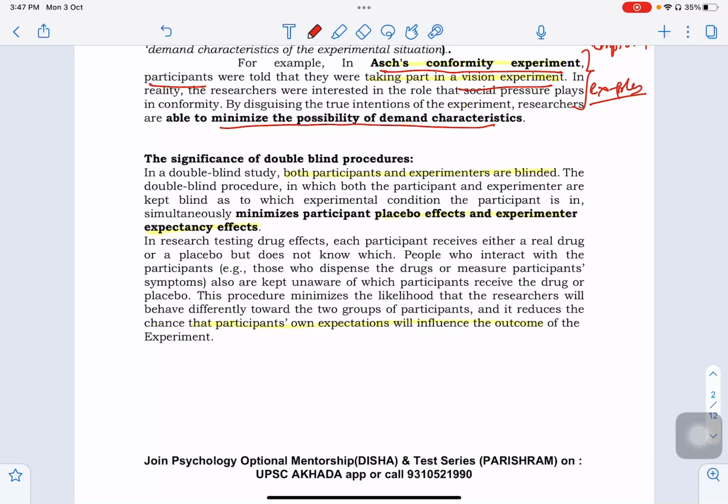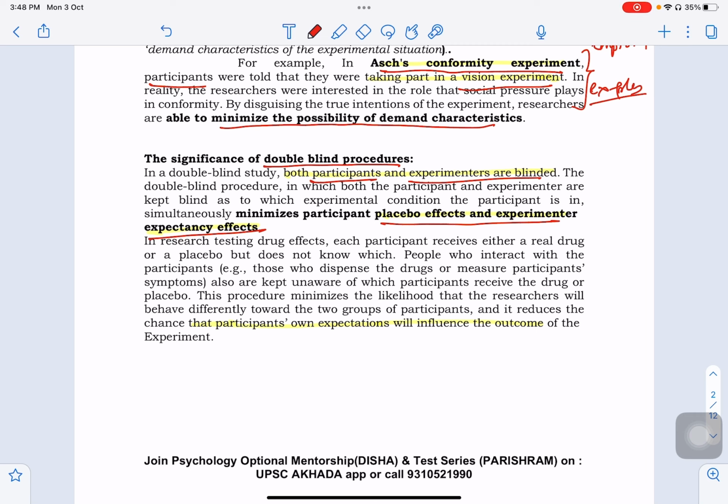Now moving further, coming to double blind. In this, neither the participant nor the experimenter knows. So in this case, both are unaware of what's going on. Experimenter means whosoever is taking part on behalf of the researchers. In this case, the placebo effect and the experimental expectancy effect are also reduced.